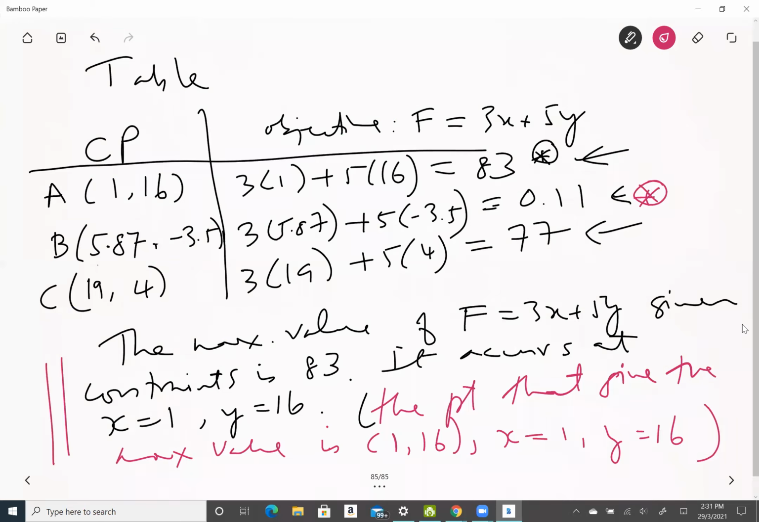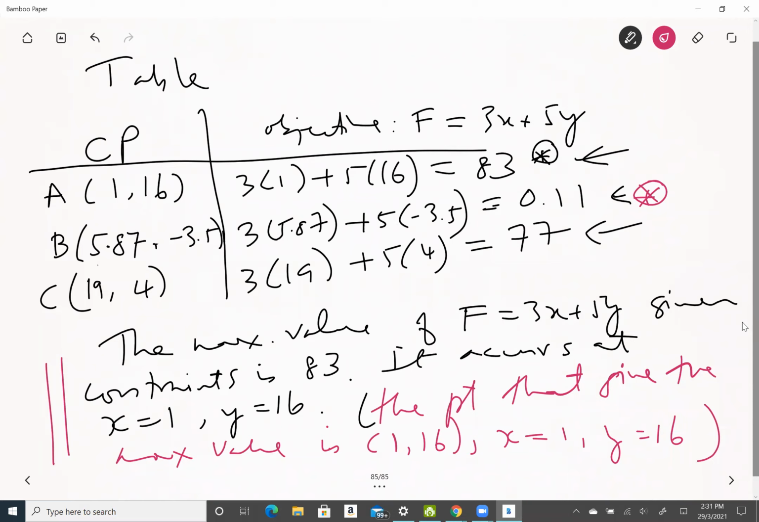So you say the minimum value. Now you do your own conclusion based on that point. You say the minimum value of the objective given the constraints is 0.11. It occurred at x equal to 5.87, y equal to negative 3.5. Or the point that gives us the minimum value of the objective is x equal to 5.87, y equal to negative 3.5. So whether it is a maximum or minimum, the method is the same up to the table.